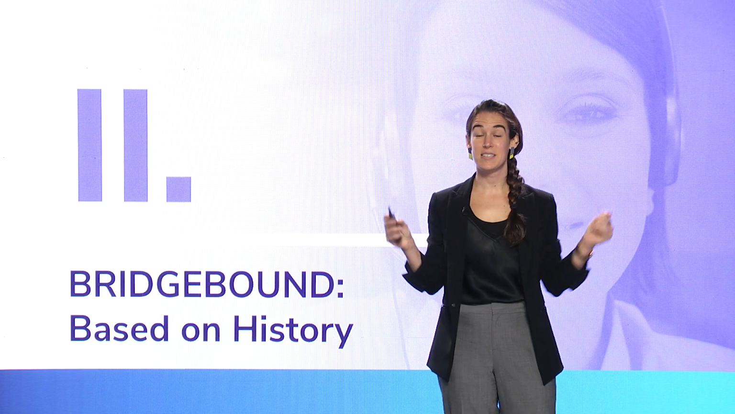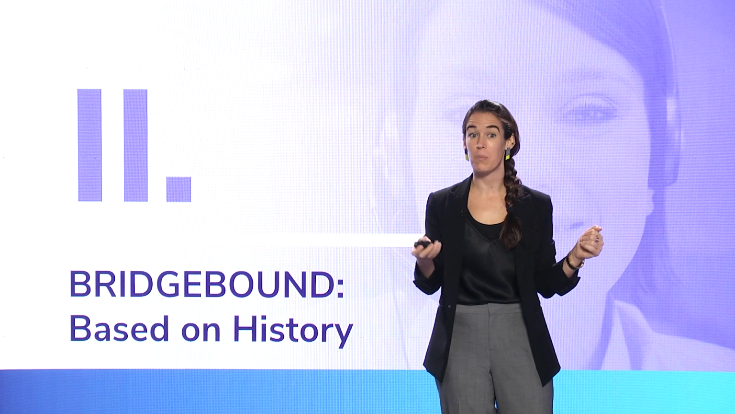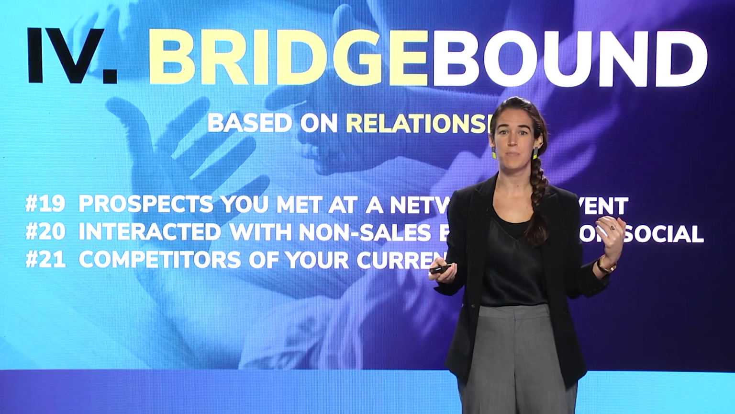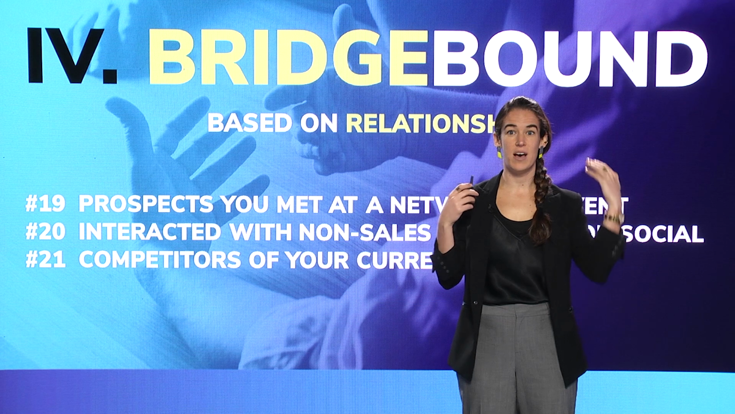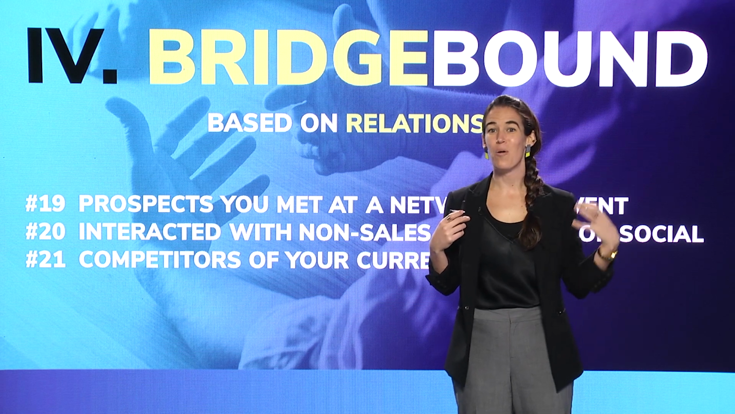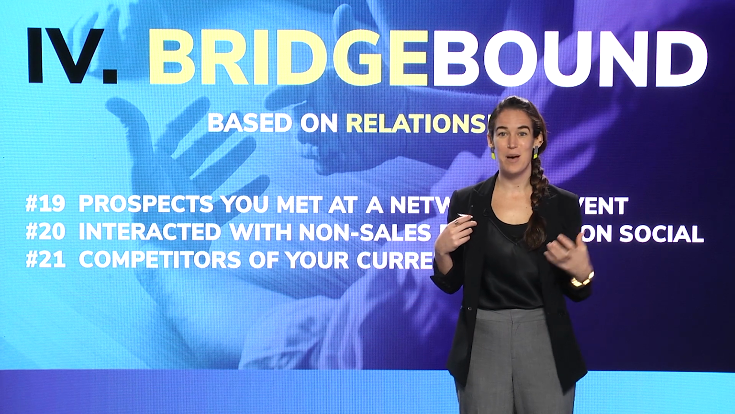So that is all of the 21 essentially plays that you can run for bridge bound based on relationship. Again, bridge bound based on relationship is just going to be someone knows someone at your company or knows of your company or shares a common VC, et cetera.